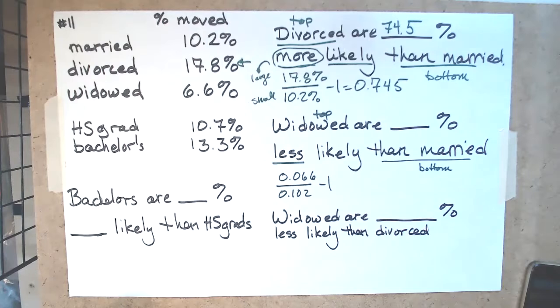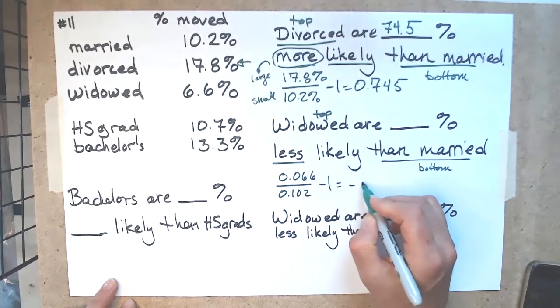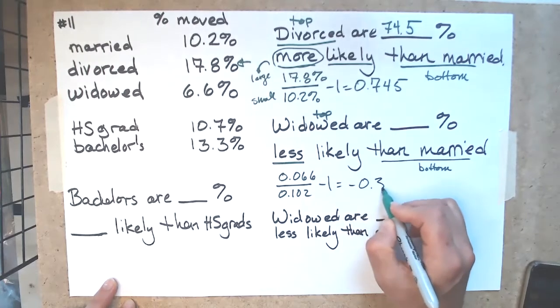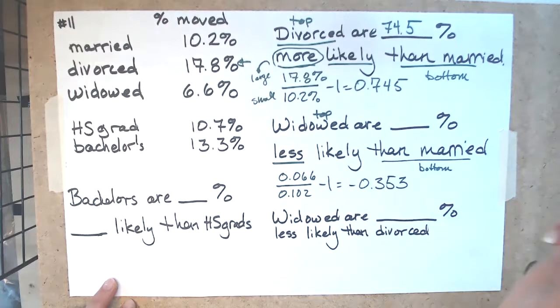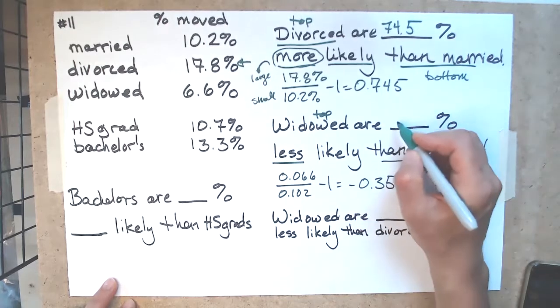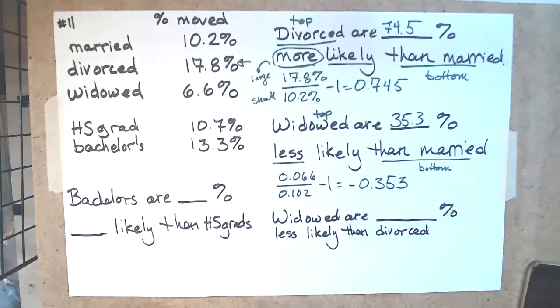And when I punch that into my calculator, I get, don't forget to subtract the 1, negative 0.353, that's 3529, blah, blah, blah. So widowed people are 35.3% less, because of that negative sign, less likely to move.